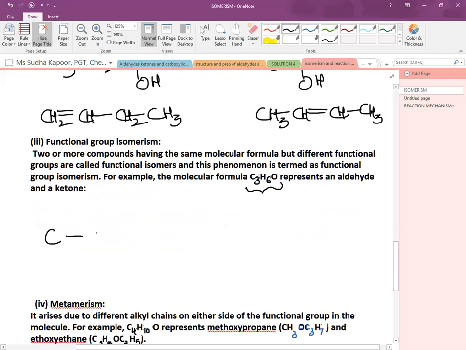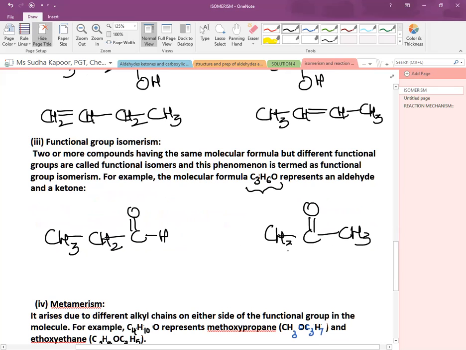For example, the 3-carbon aldehyde is propanal. The formula is C3H6O, but it can also be represented in the form of a ketone, that is CH3COCH3, which is acetone or propanone. So both of these have the same molecular formula, but the functional groups are different. One of them has the aldehyde and the other the ketone.